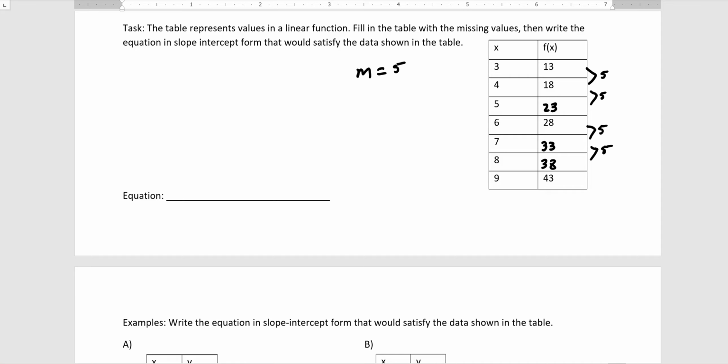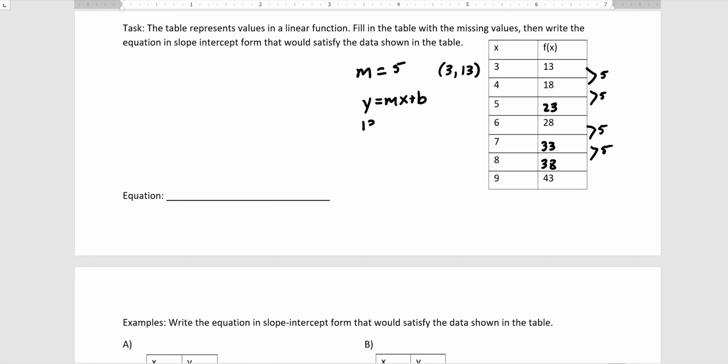From there, I need to find my y-intercept, and there's a couple different ways you could do that. You could work backwards to when x is 0, or we can use the algebra that we did, right, with y equals mx plus b. And we can use one of these as a point. That wouldn't be very tough, would it? Let's use the point 3, 13, right? That's what this table says is one of our points, 3, 13.